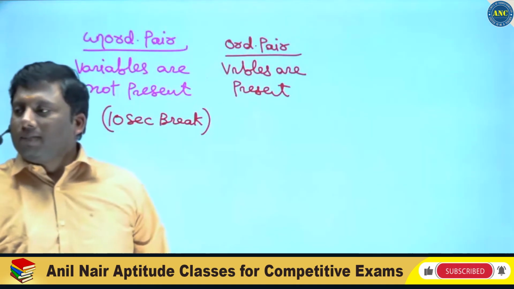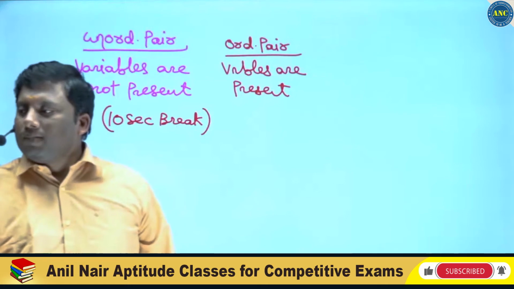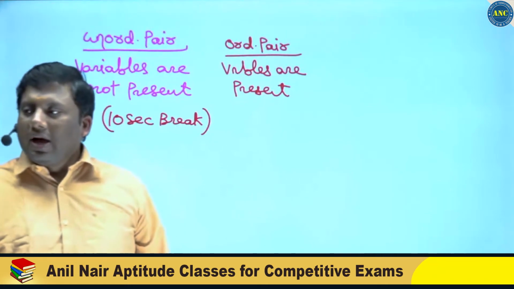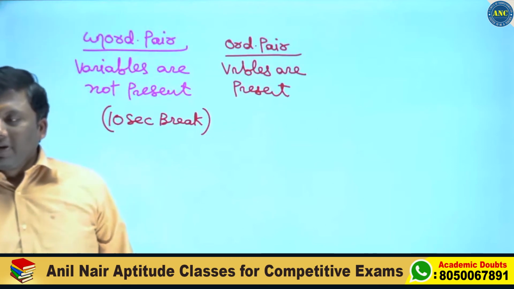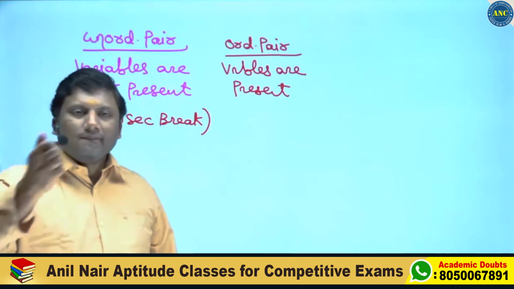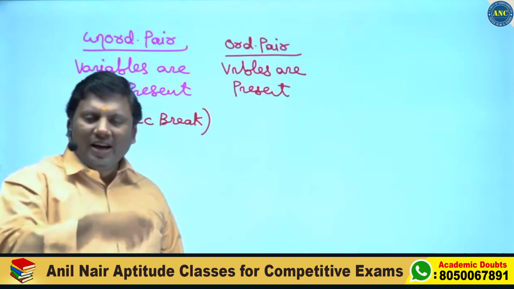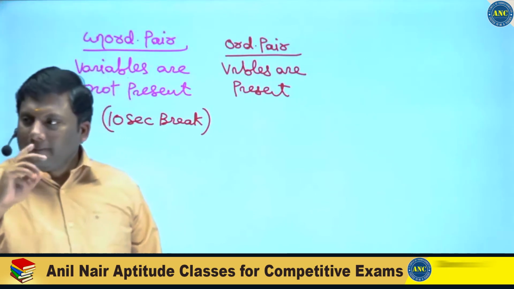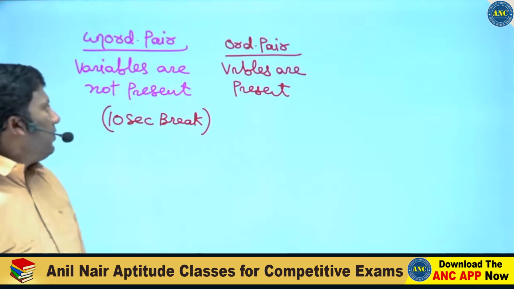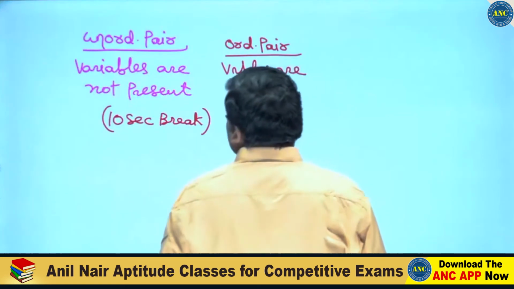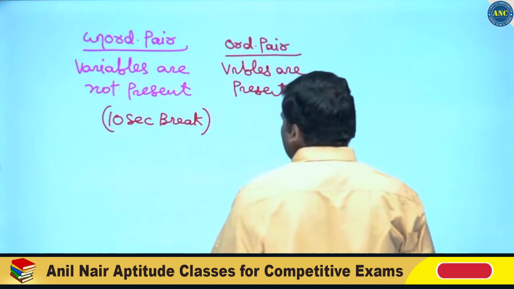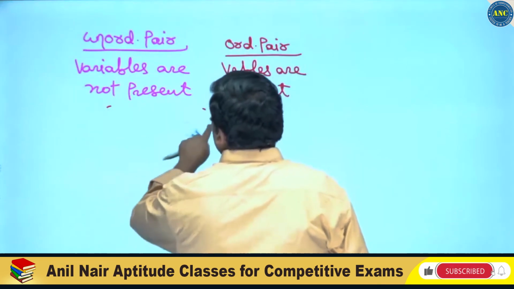Unordered pair means variables are not present. Kindly let me know if I am clearly audible. Variables are present, I will use ordered pair. Variables are not present, I will use unordered pair. Now listen carefully.